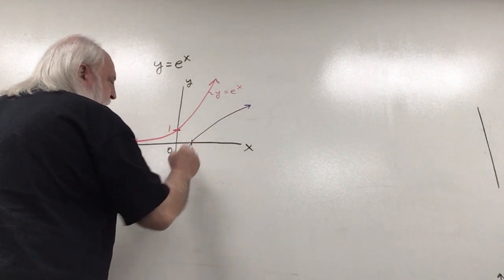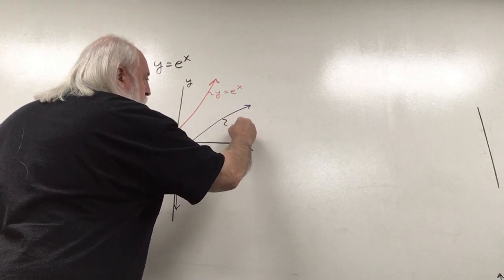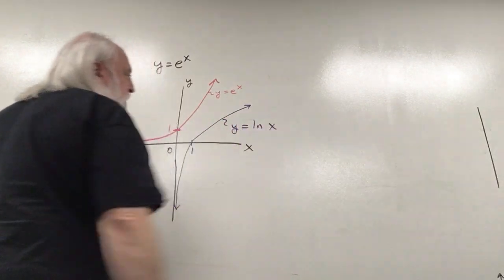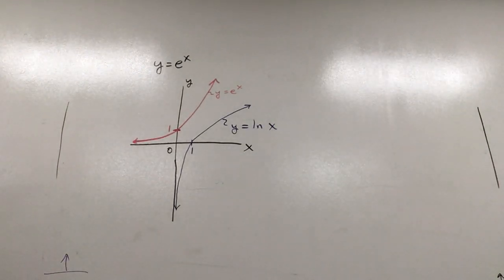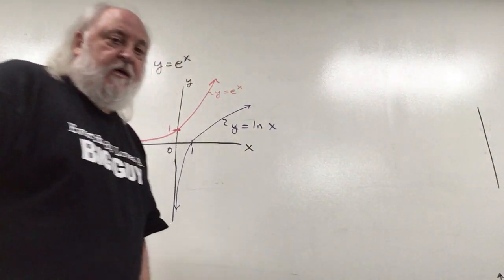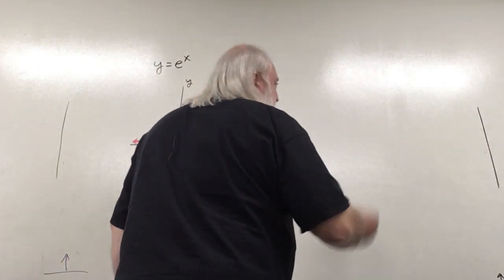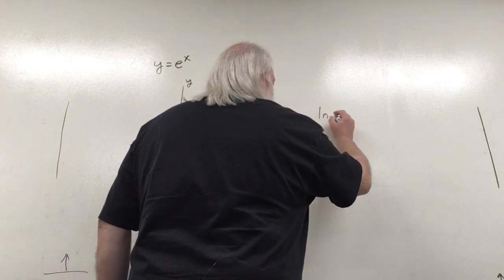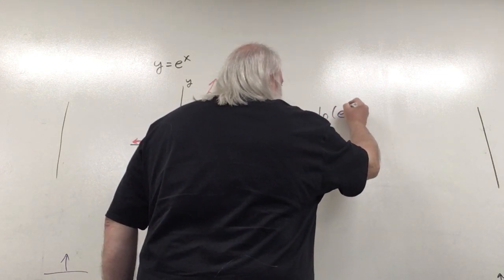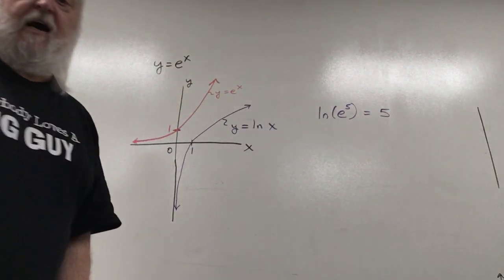It crosses the x-axis at x equals 1. So this is the graph of y equals the natural log of x. Since e to the x and the natural log of x are inverse functions of each other, they undo each other in the composite of the two functions. If using your calculator, you type in the natural log of e to the 5th power, you'll find that the answer is equal to 5.